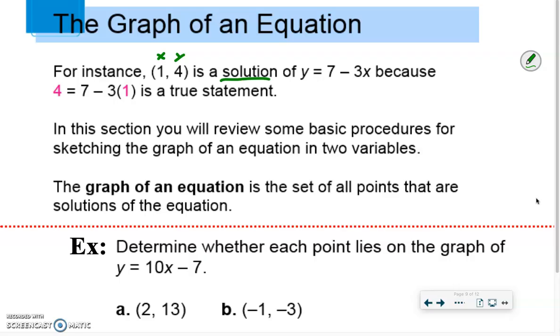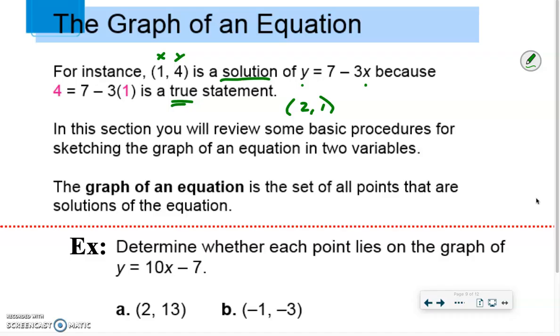Just like, and I don't know the next one off the top of my head, but if I put a 2 in place for x, it looks like y is going to be 1. So at (2, 1), we're going to have another point there. If I put a 0 in place for x, it looks like y is going to be 7. So we could do this all day. You have done this hundreds, thousands of times in the past, but that's what we refer to as a solution. That's what makes this statement true.